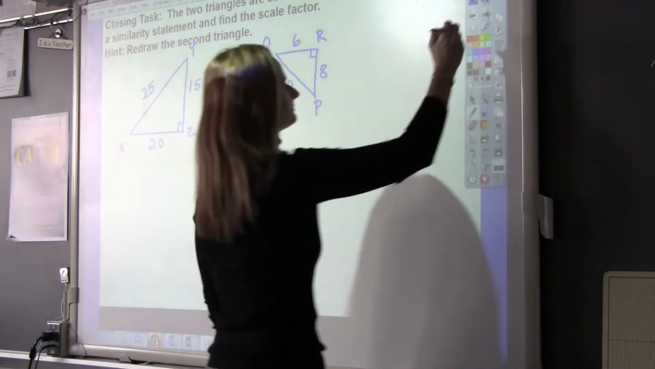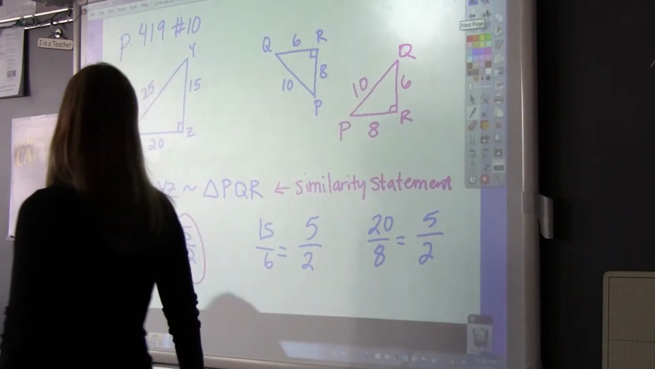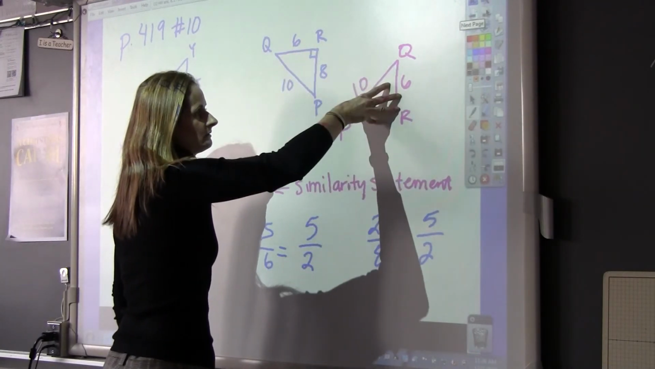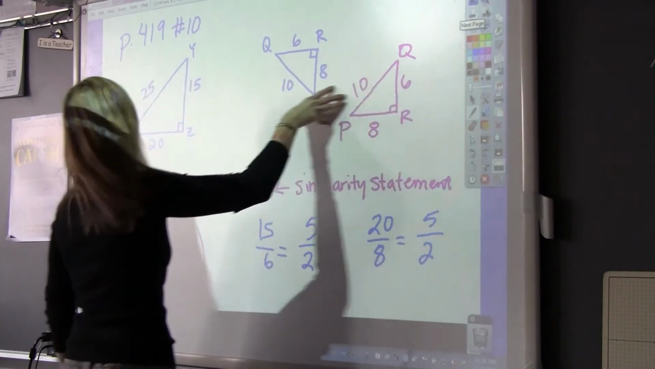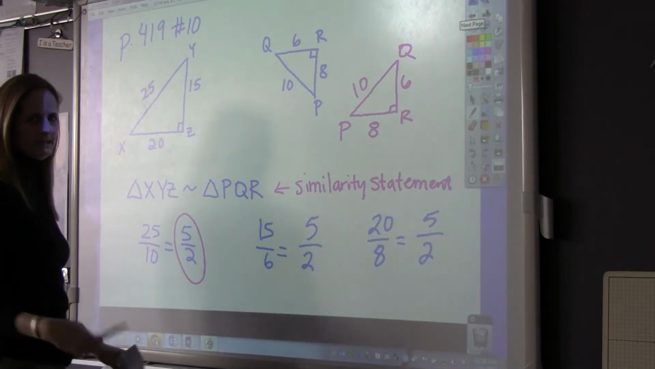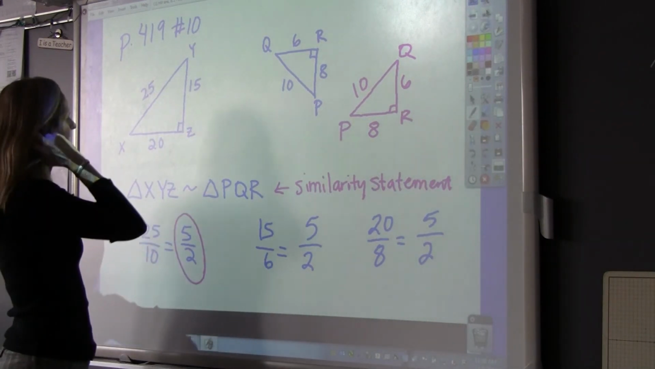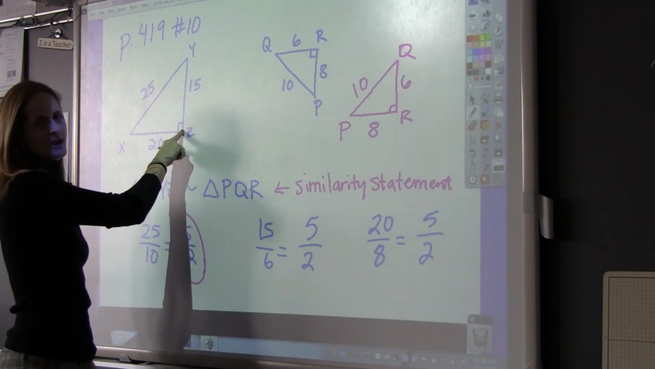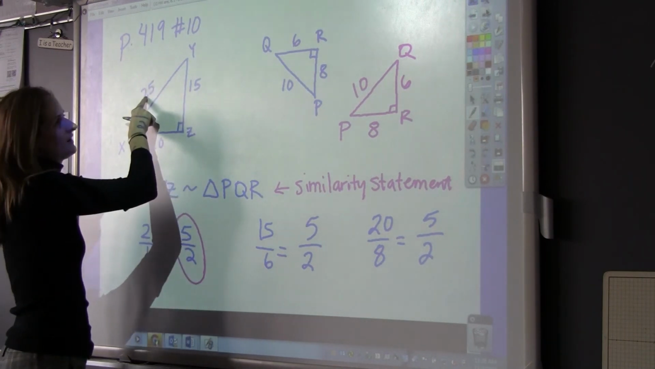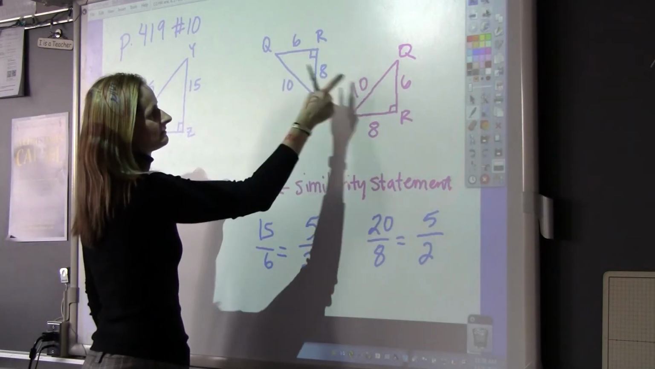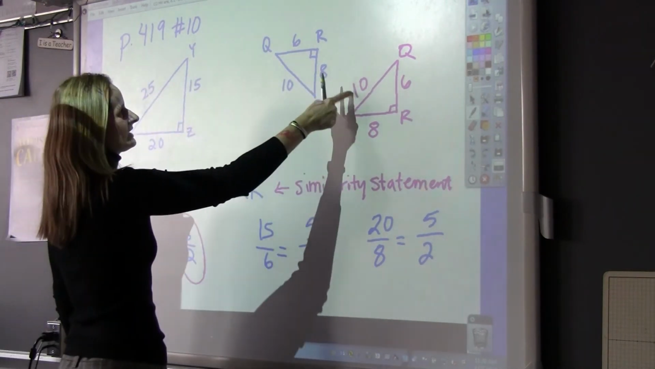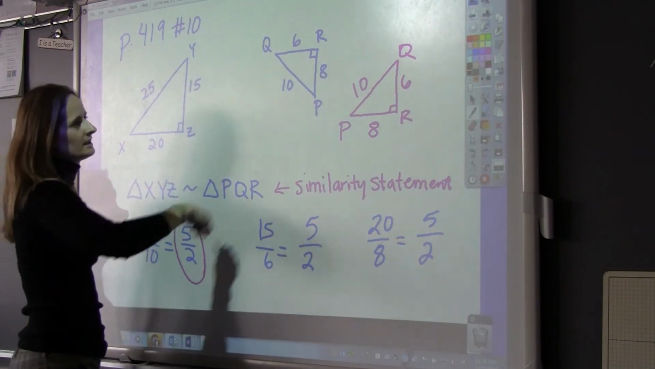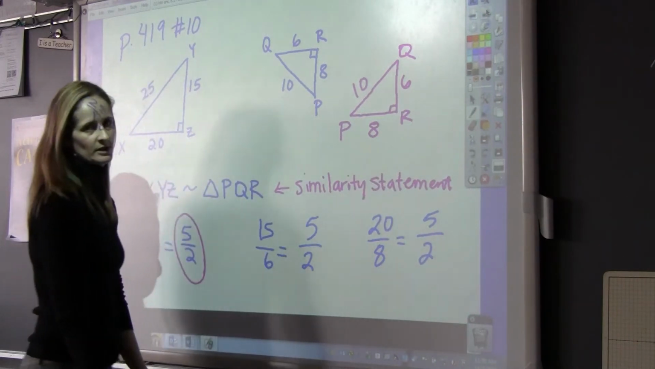All right. So I redrew this triangle in this direction. So now, how did I know? Because they didn't name them. Well, the side that's across from the right angle is the hypotenuse, so 25 has to correspond to 10, right? The other two sides are 6 and 8, and then these are 15 and 20. Well, 15 is smaller than 20, and 6 is smaller than 8, so it has to be this direction.